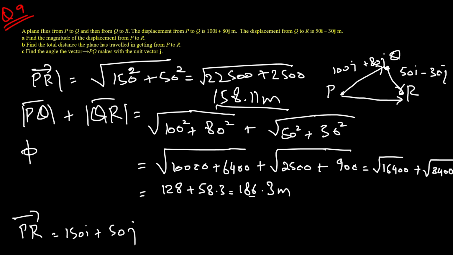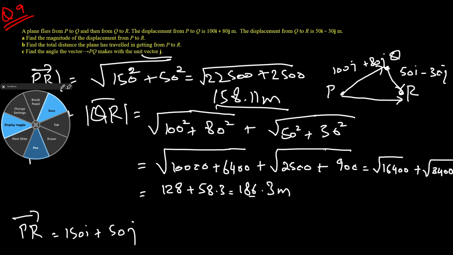Now the last part, the angle the vector PQ makes with the unit vector j, so basically the vertical axis. We can use the Pythagoras approach to get the value of theta, and then subtract that theta from 90 to get the measurement of the angle from the vertical y-axis.